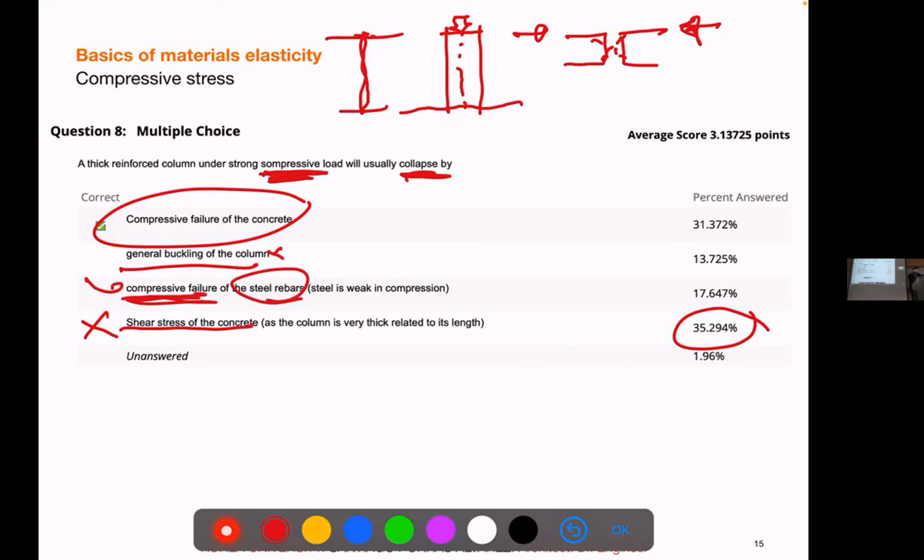So if that column crashes and explodes, the reinforcement will obviously not have support and it will buckle. But the structure didn't break because the steel buckled. First the concrete breaks, and then the steel cannot hold on itself.